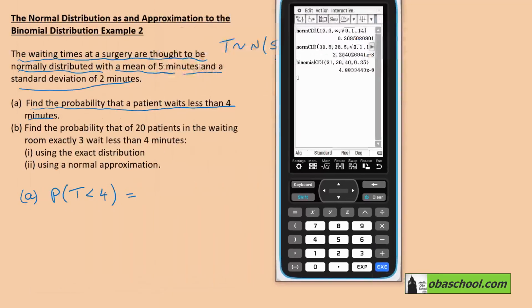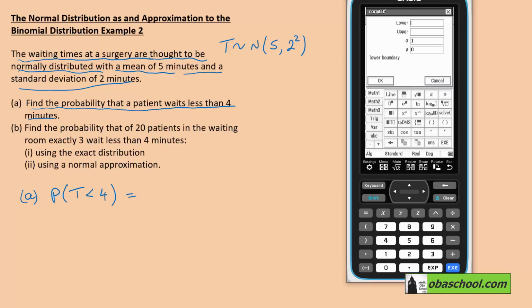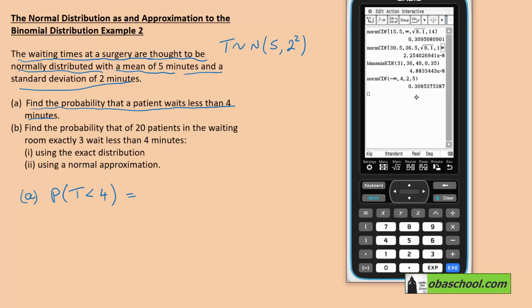So we're just going to go to the calculator and normal CDF, and the lower here, although you can't really have this as a time, I'm going to put in negative infinity, and for the upper I'm going to put in 4, and the standard deviation here is 2 and the mean is 5, and so that's 0.3085, correct to 4 decimal places.